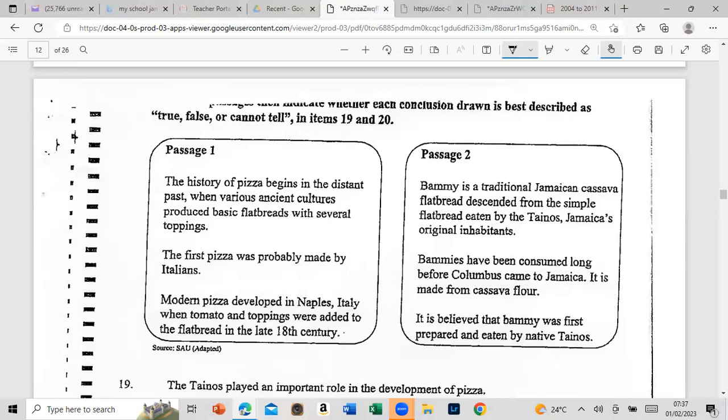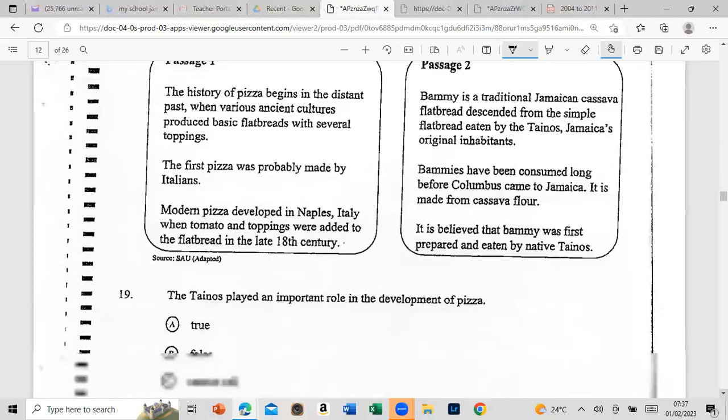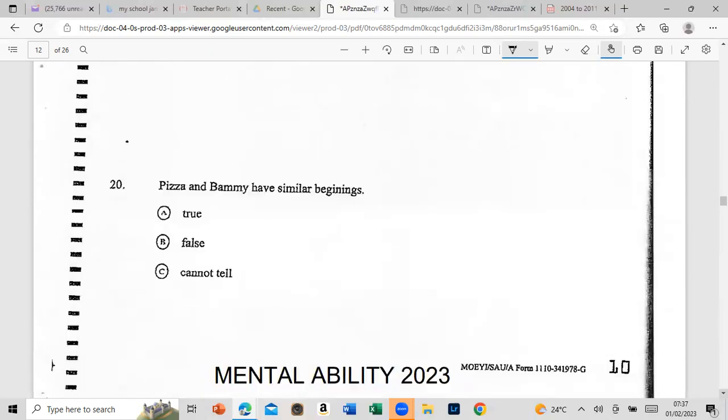Let's see what they ask. They say the Tainos played an important role in the development of pizza. Now, the Tainos played an important role in the cassava, the Bammy. All right, so that would be false. But don't mix up passages now, guys. All right, pizza and Bammy have similar beginnings. Is it true, false, or you cannot tell? That is true.